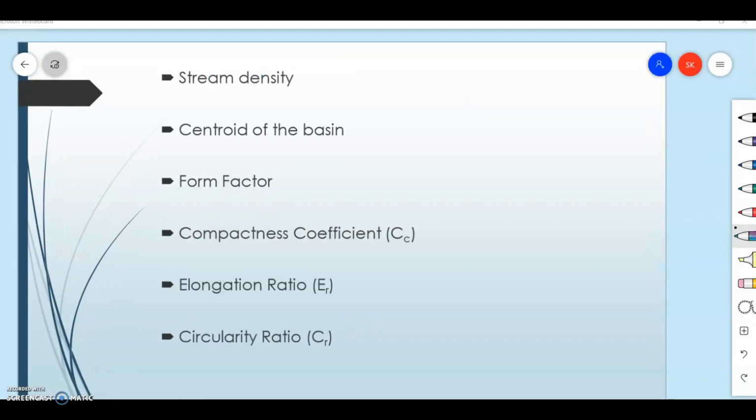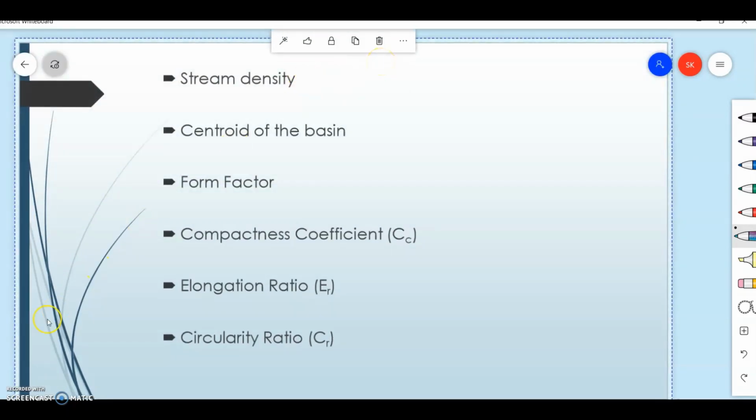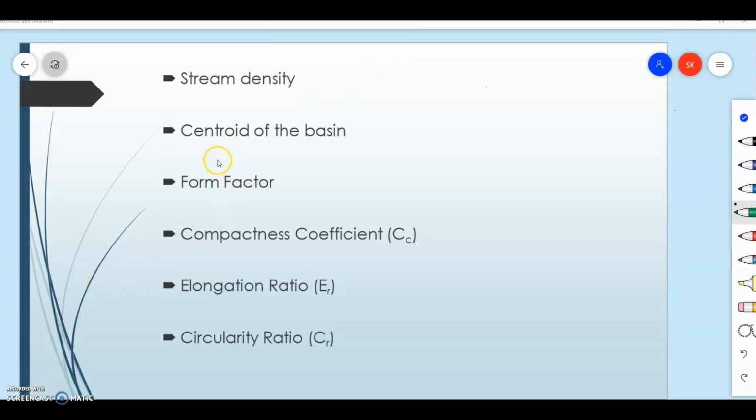The next term is stream density. How can we define the stream density? It is basically the number of streams of the given order per unit area, in square kilometers, of the catchment area. So the stream density is defined as the number of streams per unit area.